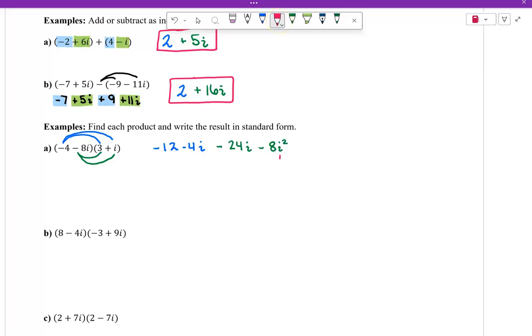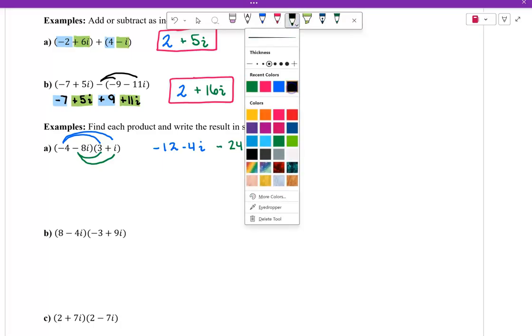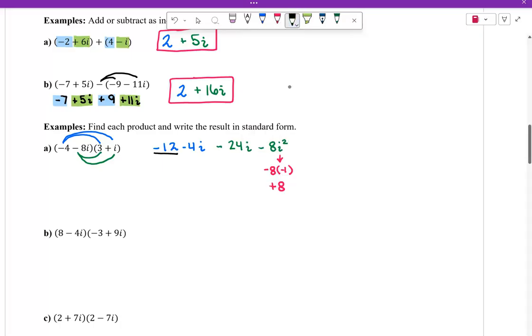But remember, like before, this is a negative 1. I'm going to go ahead and bring down the negative on this one. So it'll be negative 8 times negative 1, which gives us a plus 8. So our real part is negative 12 plus 8, which gives us a negative 4. Negative 4i minus 24i gives us negative 28i.